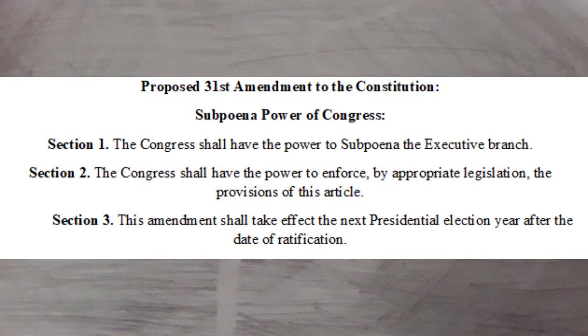Proposed 31st Amendment to the Constitution. Subpoena power of Congress. Section 1. The Congress shall have the power to subpoena the executive branch. Section 2. The Congress shall have the power to enforce, by appropriate legislation, the provisions of this article. Section 3. This amendment shall take effect the next presidential election year after the date of ratification. There has been a lot of debate if Congress has the right to subpoena the president. This amendment gives Congress explicit power to do so.